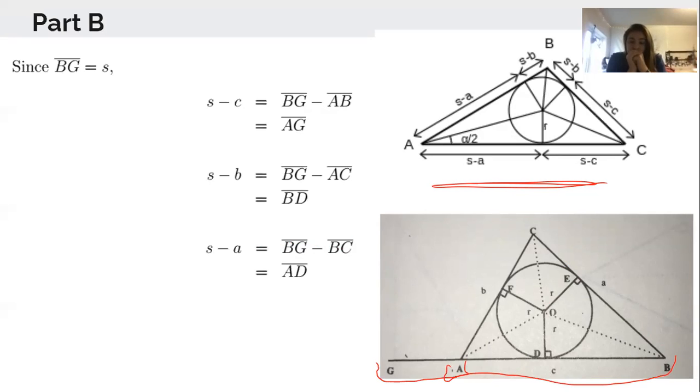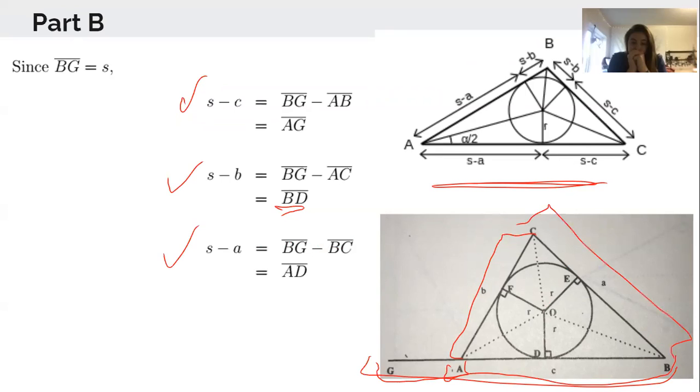So it's just simple substitution, but these are actual line segments. Okay, and we'll do that for S minus B, which is the same thing. So the BG, which is the semi-perimeter, minus AC, which is right here, you're just gonna get BD. Same thing for S minus A, the semi-perimeter minus BC. You're just gonna get AD. Like you're just gonna get those segments.